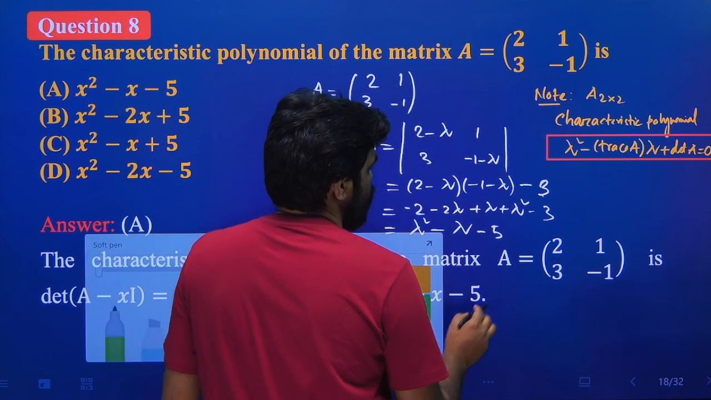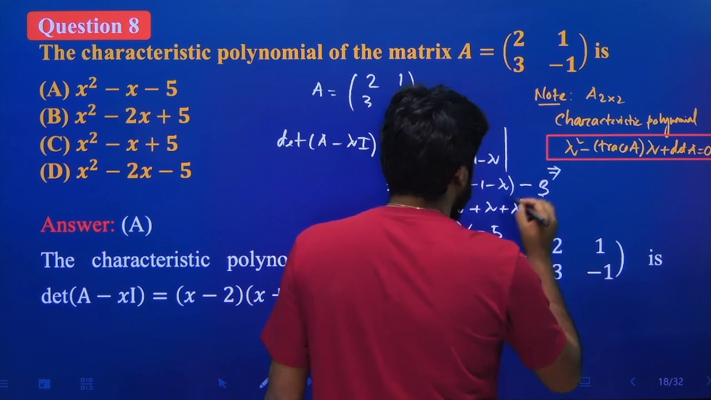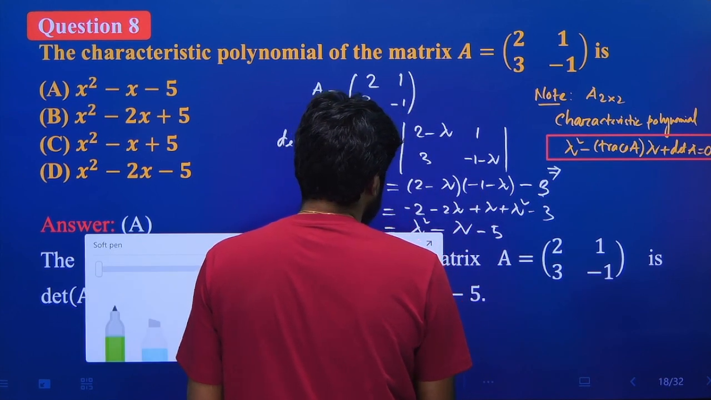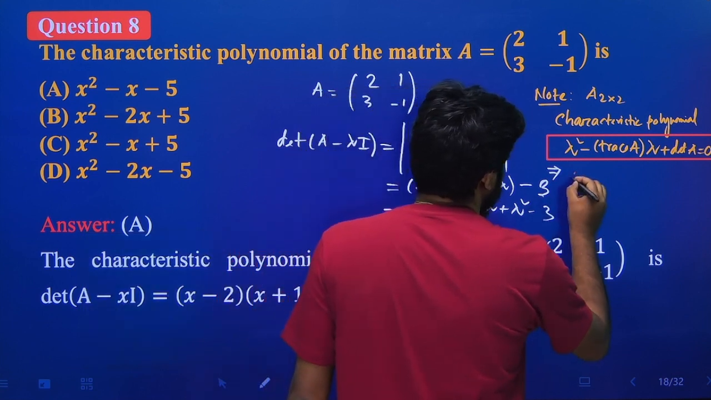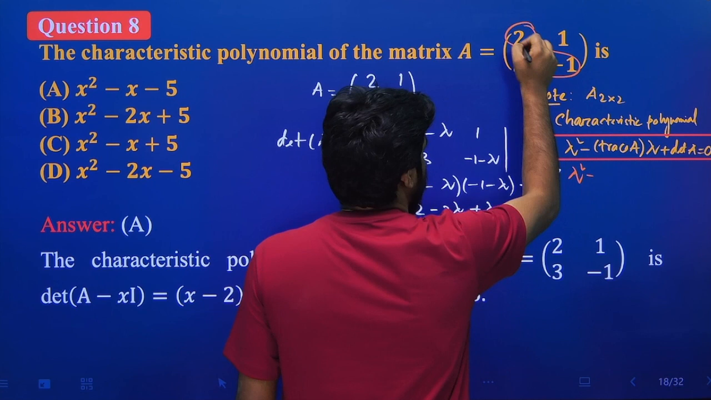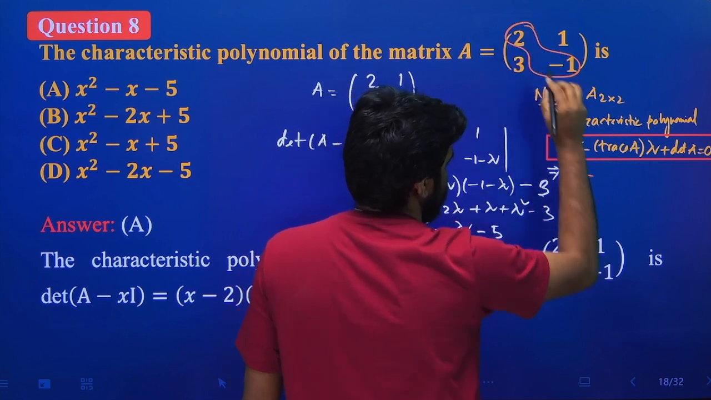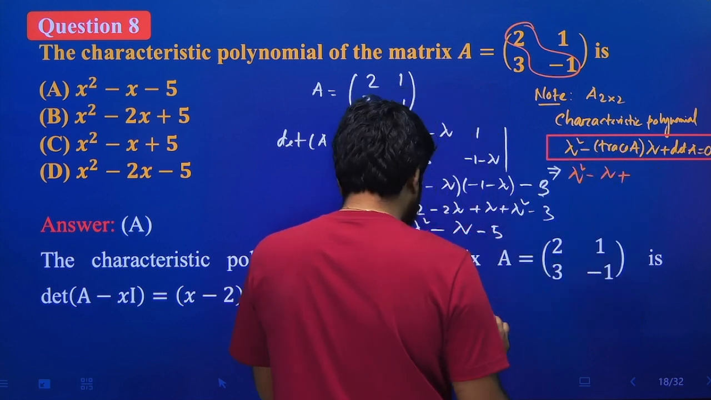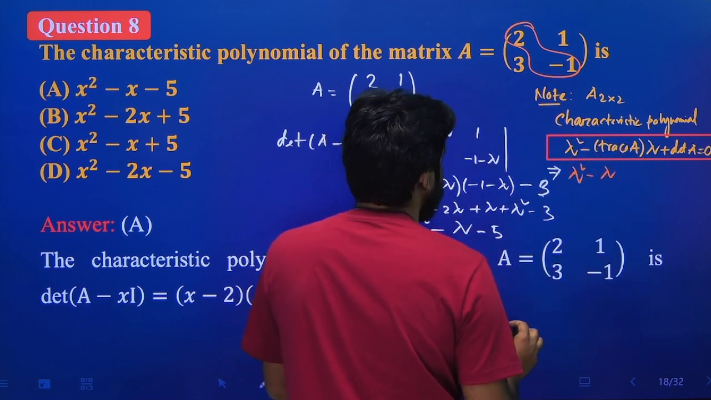Okay, so what we get from this is lambda square, and trace means the sum of the diagonal elements. So 2 minus 1, that is 1. So 1 lambda plus the determinant. What is the determinant of this matrix?